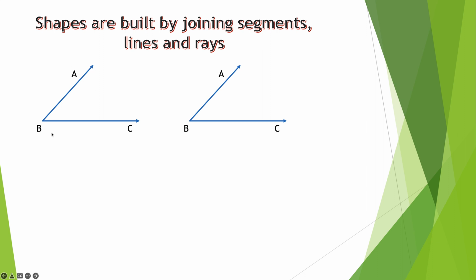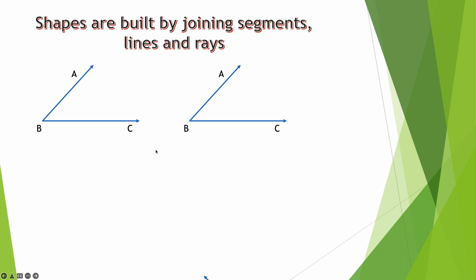So when I put the shape of a ray AB with the shape of a ray CB, you could think of them as two distinct rays, except when they join up at the common point of B, we consider that a single shape now called an angle. And there's a few different ways to name it. We could say angle CBA or angle ABC, or we could even call it angle B.